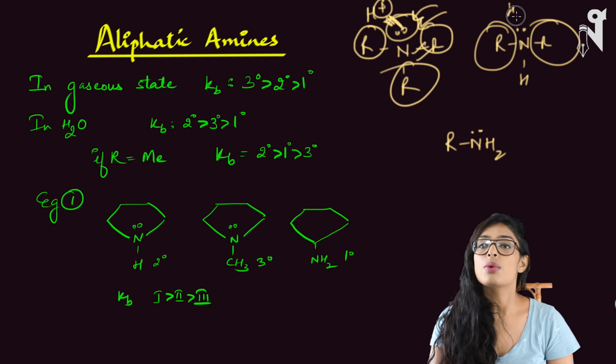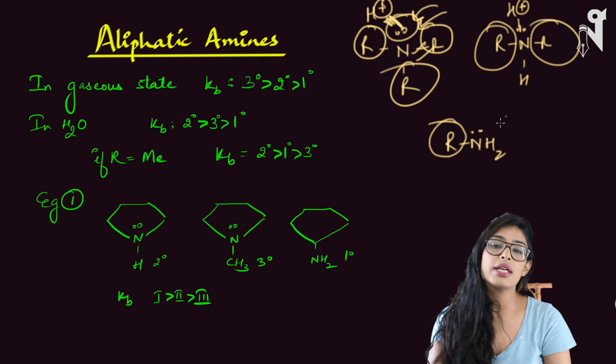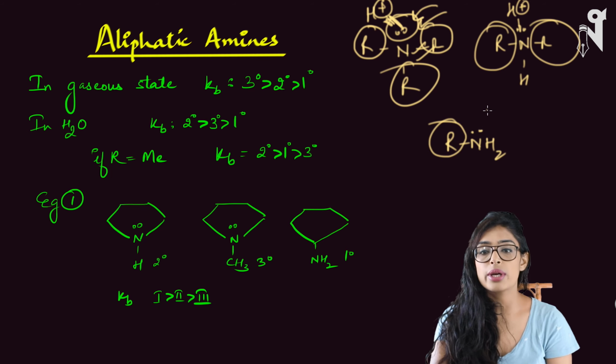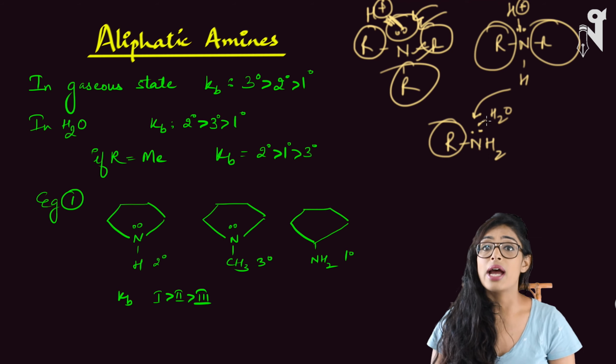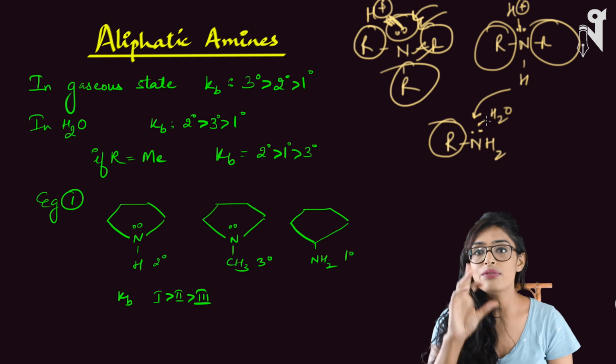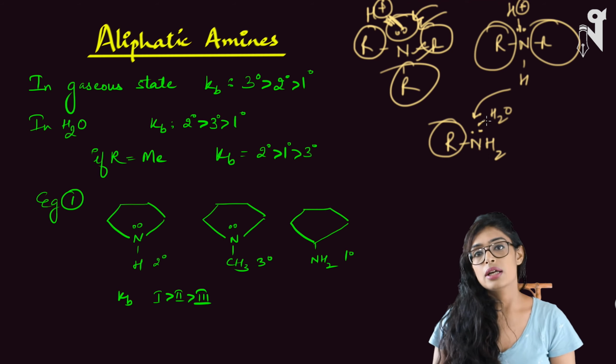Then comes your RNH2, where only one bigger R group is there. Otherwise, on two sides, there are small hydrogens. Your H2O can easily come to the nitrogen and give its H plus ion. And nitrogen can behave as a base very nicely, even though it has relatively the least electron density. So that is the reason why your primary compound acts as the most basic compound, then secondary, then tertiary. This is due to these steric factors. This is the order which comes.